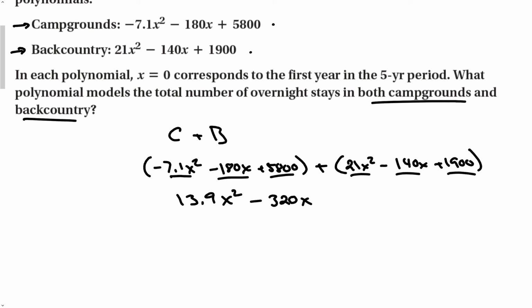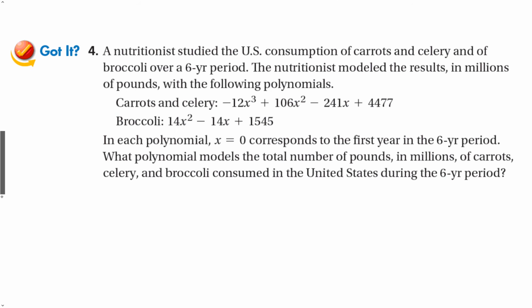5,800, 1900 gives me a positive 7,700. And there's my polynomial for the total number of people who stay in the campgrounds and the backcountry. Okay? Same idea with our got it problem here.